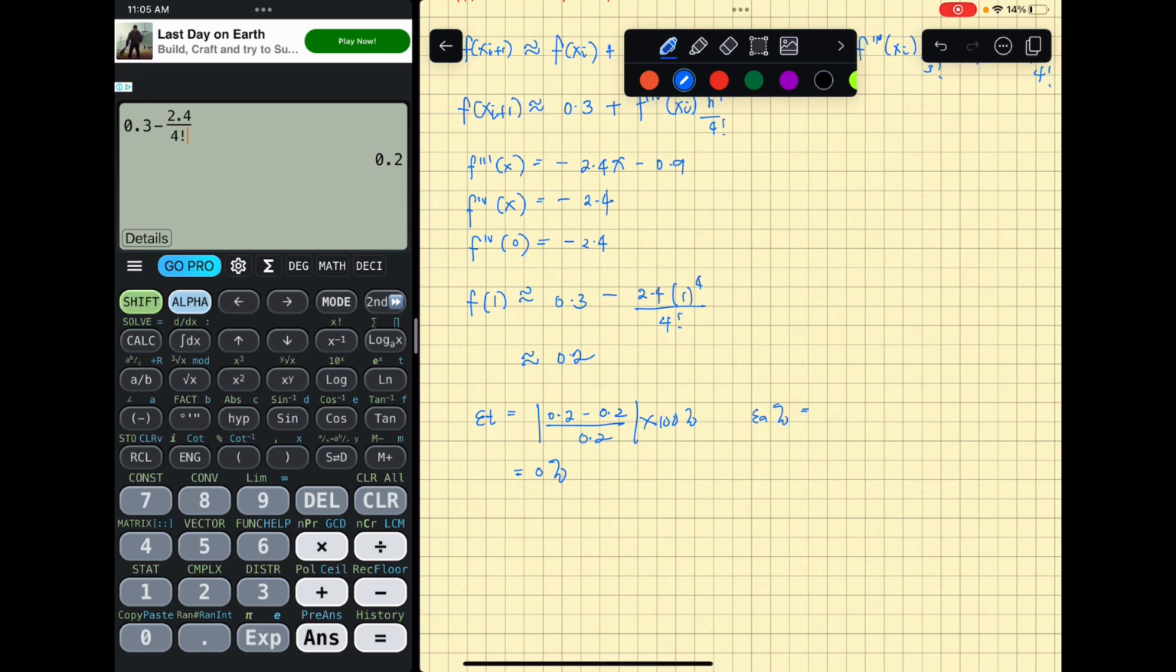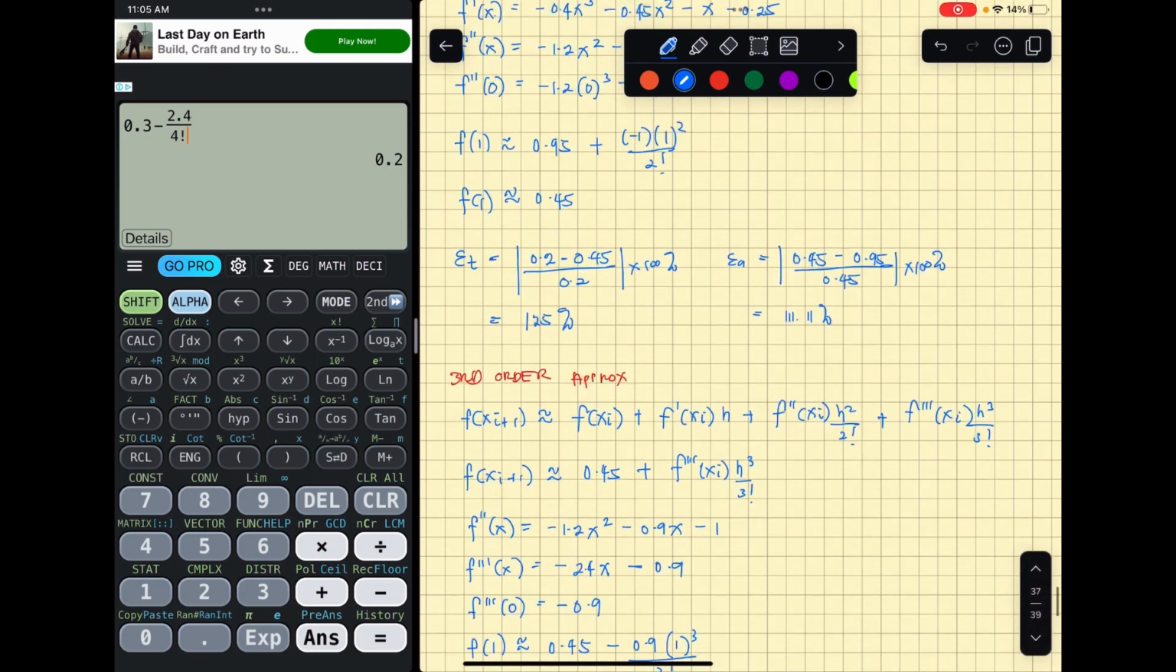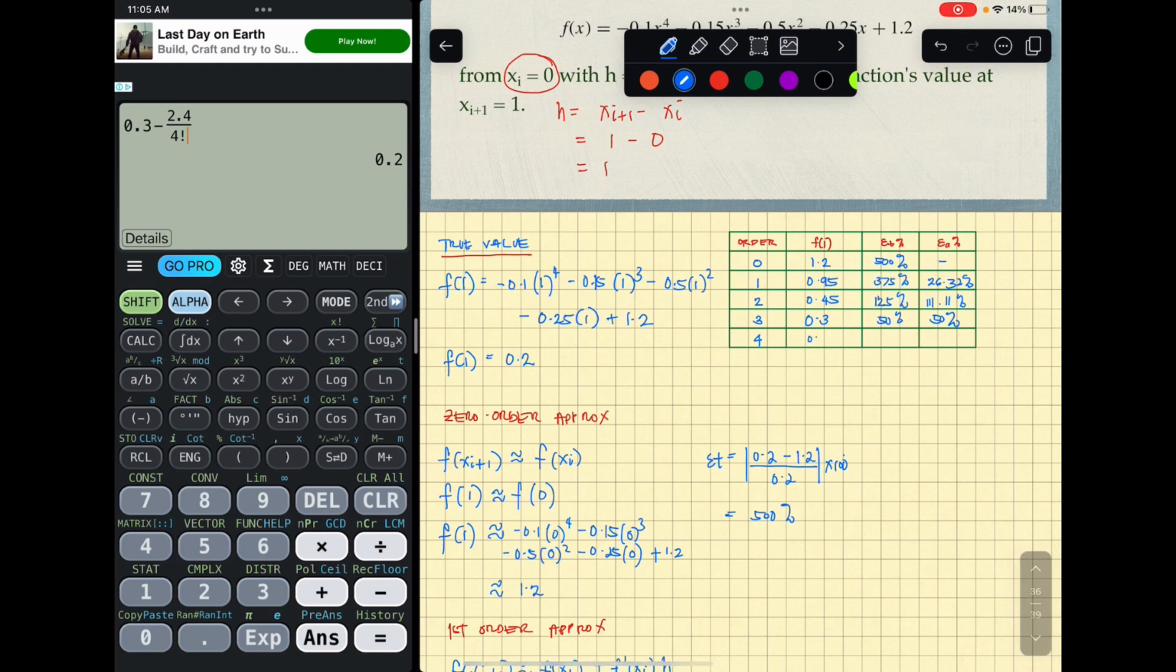So we don't even need the approximate error here, since the number of iterations was specified right away. But since this will not be 0, we have 0.2 minus the previous, which is 0.3, over 0.2, times 100%. So which is equivalent to 50%. So the approximate value then is actually 0.2. Okay, so we have the true percent error there, which is 0%.